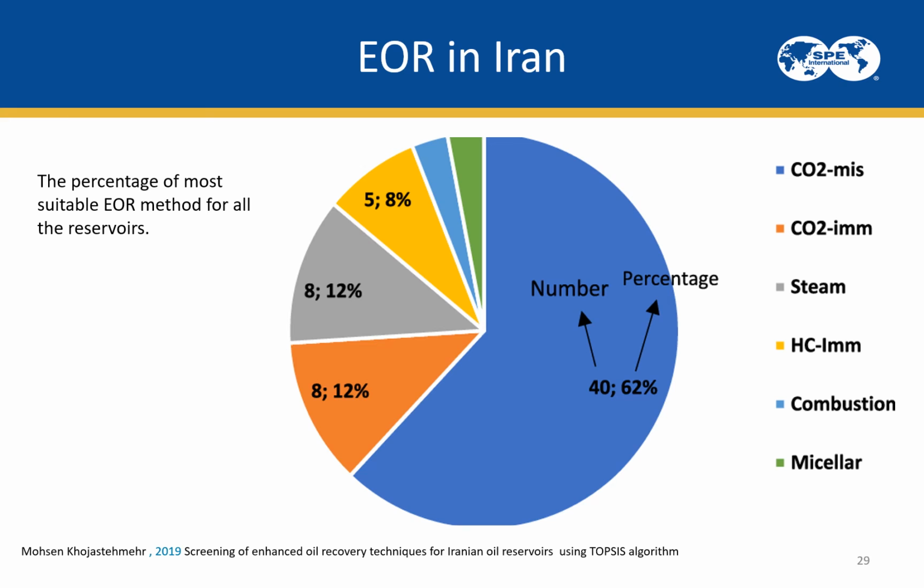Another example of EOR is in Iran. In Iran there are a lot of EOR projects. One of these, CO2 miscible injection, has a contribution of 62%, with almost about 40 projects, and then CO2 immiscible is 12%, and then steam injection 12%, and 8% for hydrocarbon immiscible.